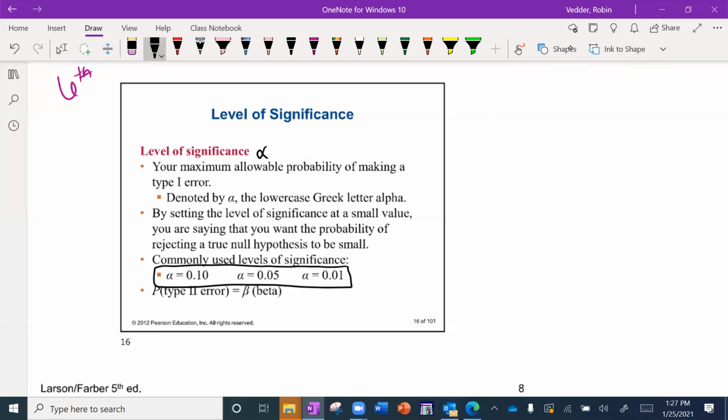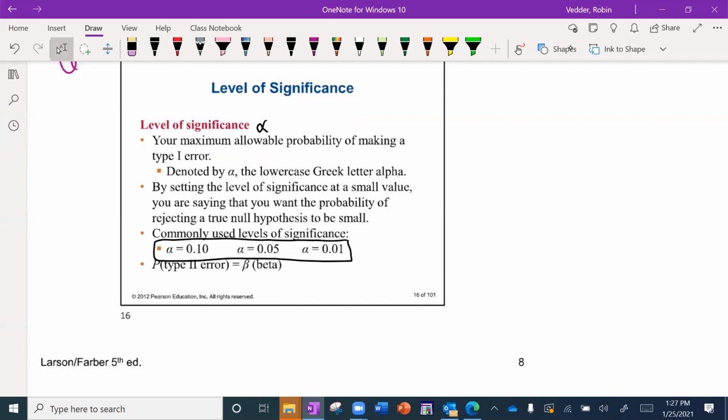Now there is something called a beta, but that deals with type 2 error, and we're not going to do beta or type 2 errors in this class. Beta is a little bit advanced for what we're going to learn in this class. So again, there is a type 2 error and beta associated with that, but we're not going to be doing that. If you go on to statistics in college, they might talk about a beta level of significance, but again, it's a little advanced for this class, so we won't be doing it.